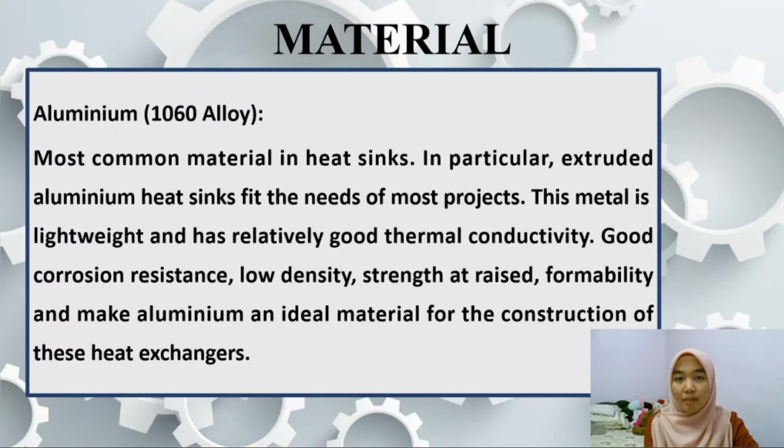So next, the material. The material that we use for both designs is aluminium 1060 alloy. We use this aluminium because it is the most common material in heat sinks. In particular, extruded aluminium heat sinks fit the needs of most projects. This metal is lightweight and has relatively good thermal conductivity, good corrosion resistance, low density, strength at raised temperature, and formability, which make aluminium an ideal material for the construction of these heat exchangers.